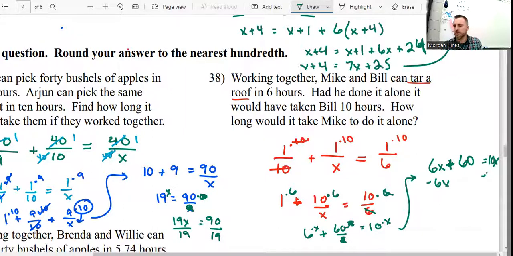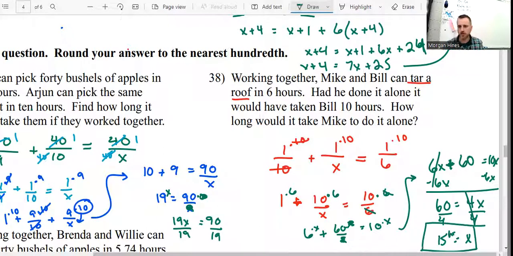Subtract 6x from both sides. When you're solving for a variable, you want all the variables on the same side. Divide by 4. And we find out that old Mike isn't the fastest in the world at tarring the roof, but he can do it in about 15 hours. Almost done with part 1.